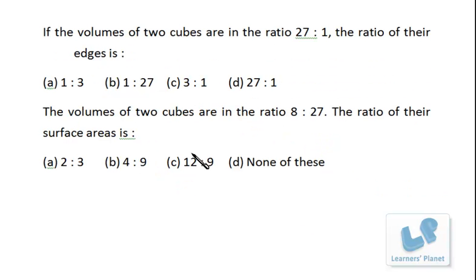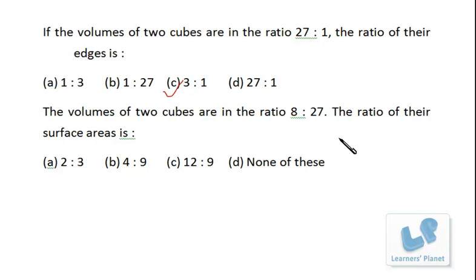Now friends, let's see these simple questions. If the volume of two cubes are in the ratio 27:1, the ratio of their edges is. Now volume is what? The cube of edges is the volume, that is side cube. So the ratio of side cubes is 27:1. That means the ratio of their sides will be the cube root of them. So that is 3:1. No paperwork is required at all, right?